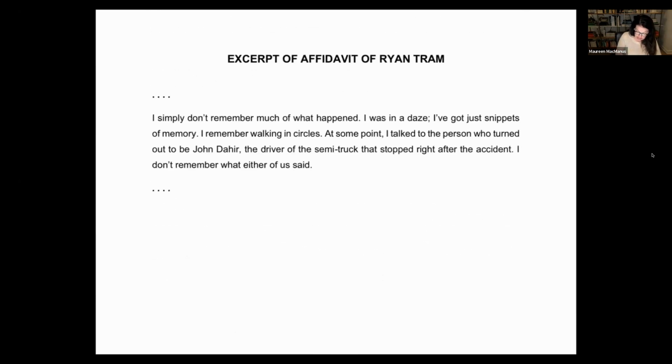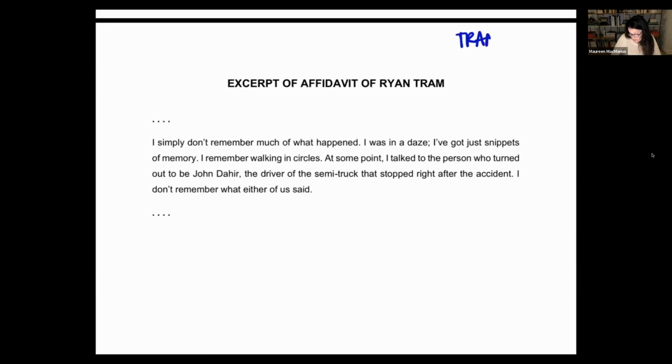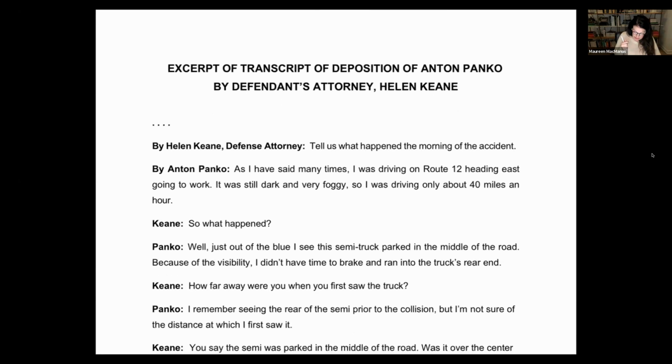Excerpt of affidavit of Brian Tram. "I simply don't remember much of what happened. I was in a daze. I've just got snippets." Okay, so this is the Tram affidavit. I label the first page of each unique document within the file because I want to be able to flip through it quickly and find what I'm looking for. So if I label it, it helps me to see, okay, this is that document versus having to skim it all. So that's why I write it in the top right corner.